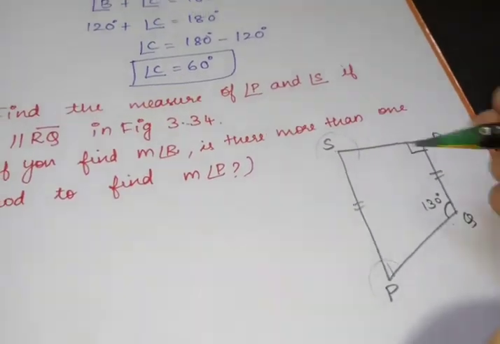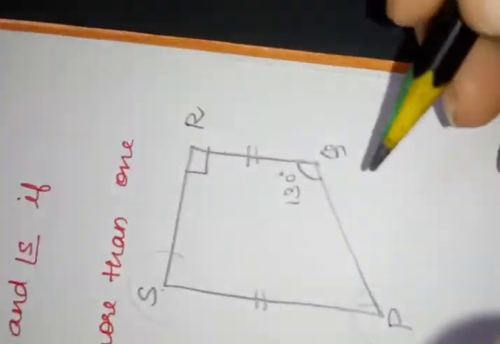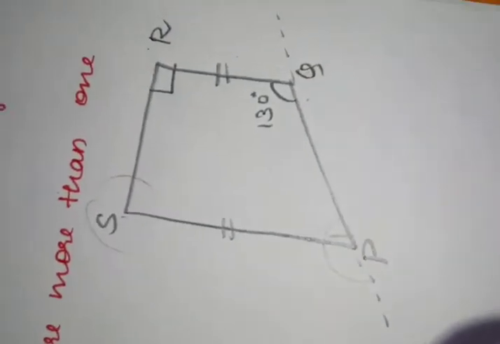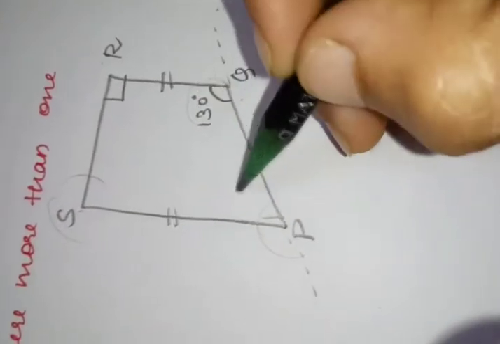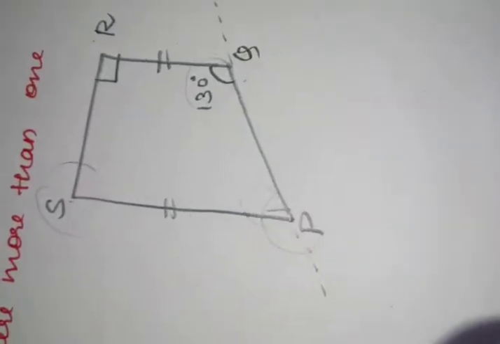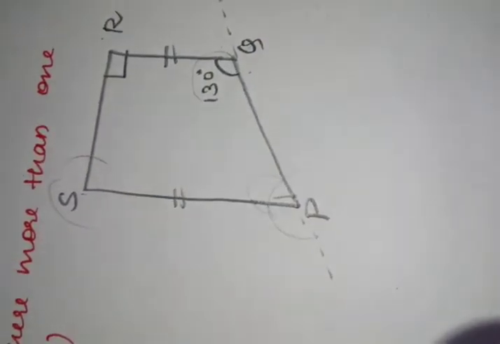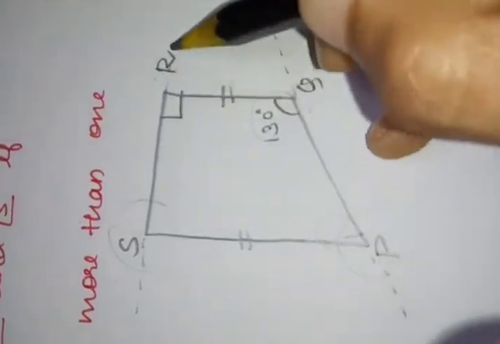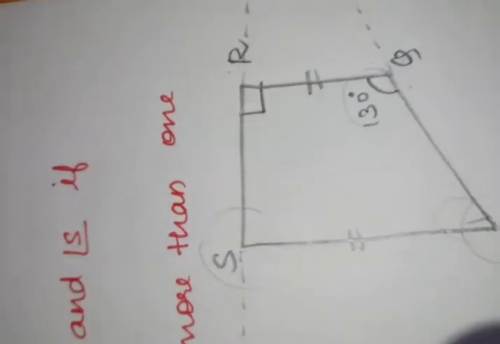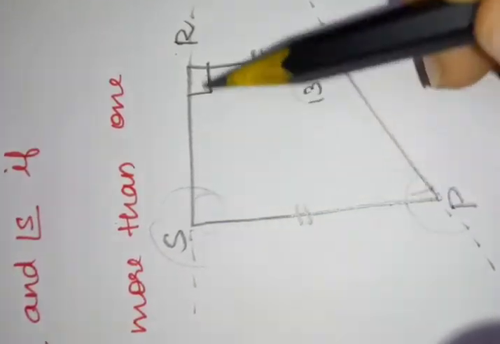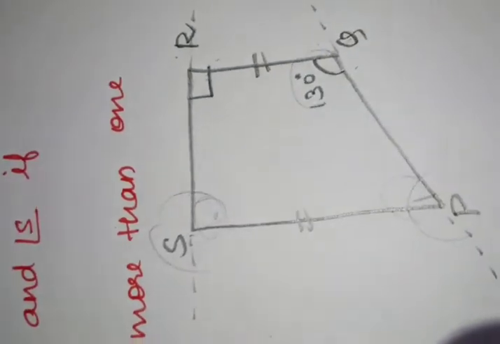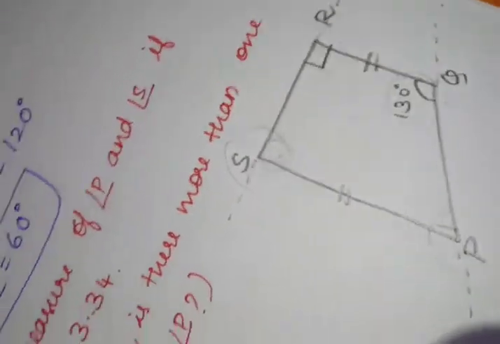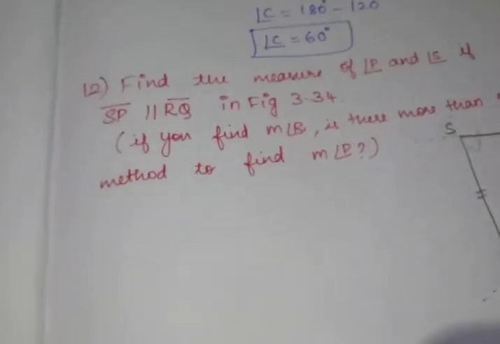If these two lines are parallel, can we take this as one transversal line? So this angle and this angle lie on the same side of the transversal. Can we find the value of P? Yes. Likewise, if these two lines are parallel, can we consider this as one transversal? So this angle and this angle lie on the same side of the transversal, right? By using that property, we are going to find angle P and S. Okay, I am going to write that.